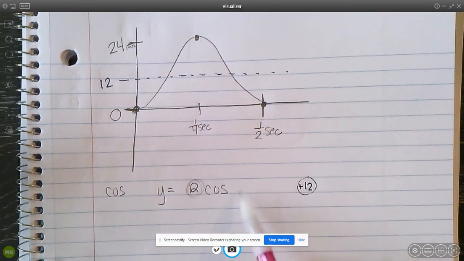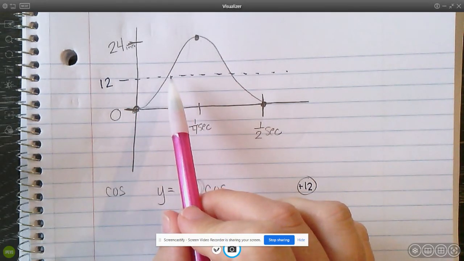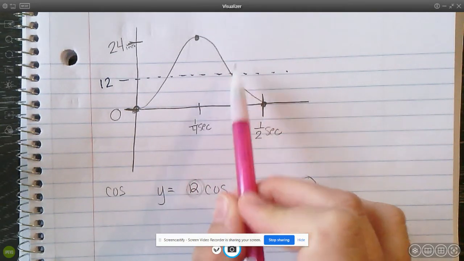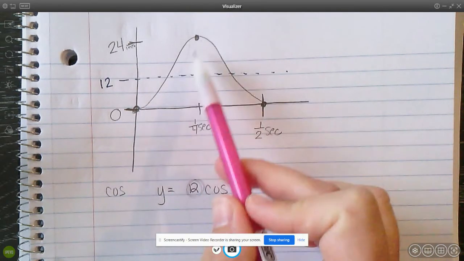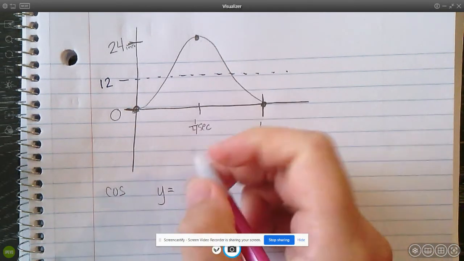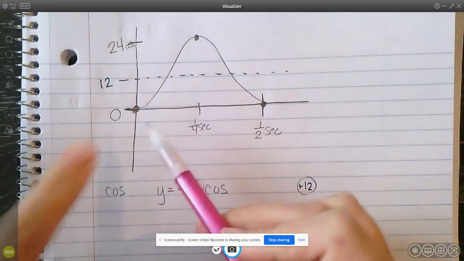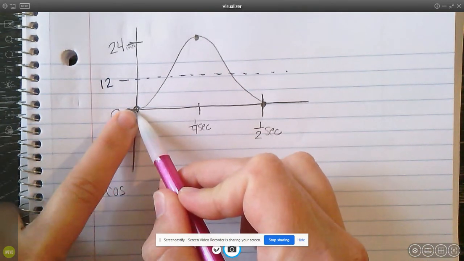Then the stuff in here is usually the most tricky. If we are doing cosine, think about it. Cosine starts high and then it goes to zero and then low and then zero and then back to high. So this is a negative cosine curve because it starts low. So this is going to be a negative 12. Did it shift left or right? No, because it's starting right here.